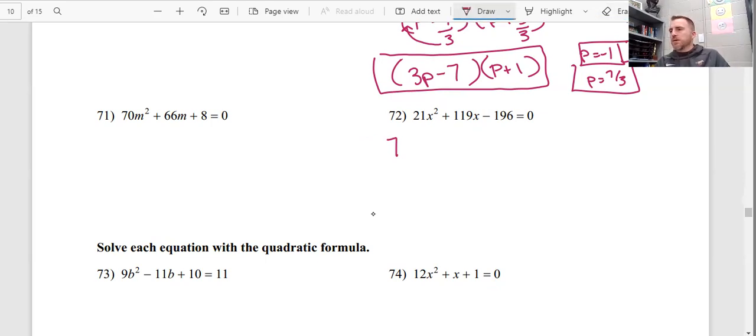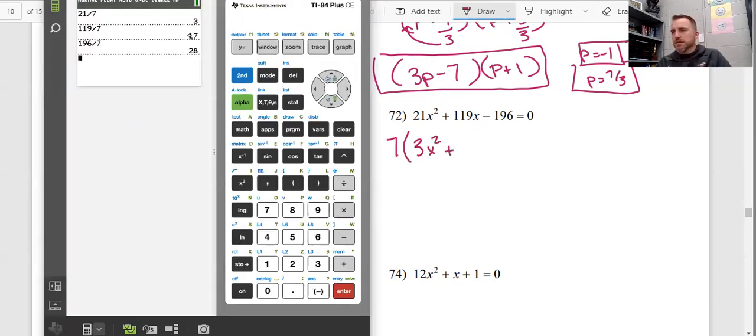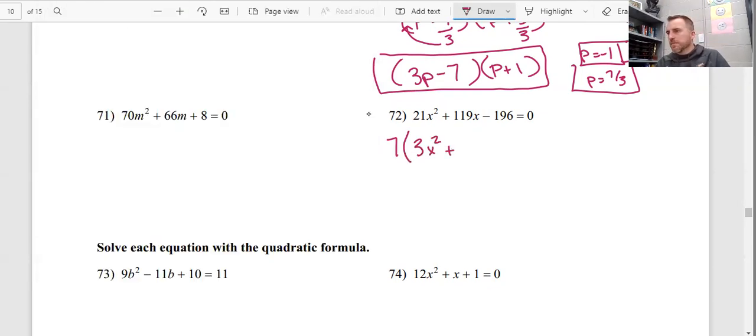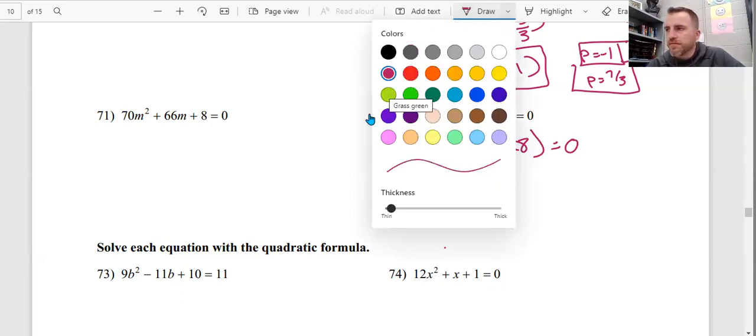You got 3x squared plus, remember our calculator just told us these things, 17 and 28. 17x minus 28 equals 0. Now don't give up here. We still need to factor some more. So there's no more greatest common factors. We're going to have to do A times C.